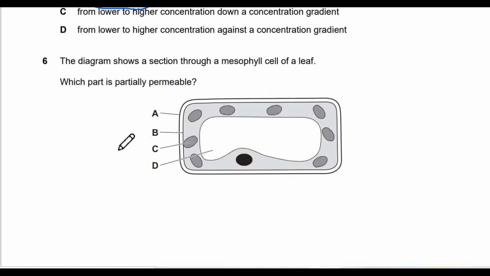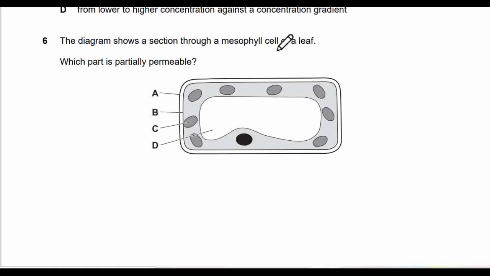Question 6. The diagram shows a section through a mesophyll cell of a leaf. Which part is partially permeable? Partially permeable is the cell membrane. A is cell wall, B is cell membrane, C is chloroplast, D is the vacuole wall. So the answer will be B, as B is the cell membrane.